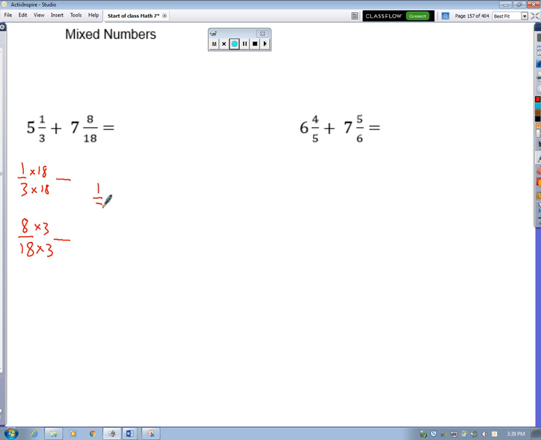So 1/3, if I just multiply 1/3 by 6, okay, I change 1/3 to 6 over 18, and that is the same as this denominator. So then I can add them together. So I'm just going to replace this fraction with 1/3. So I have 5 and 6 over 18, plus this one's going to stay exactly the same because I already have an 18.